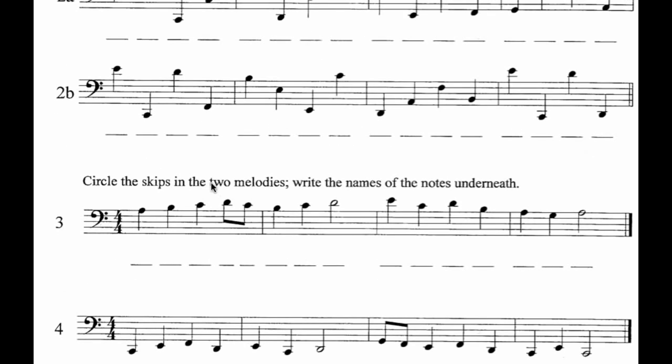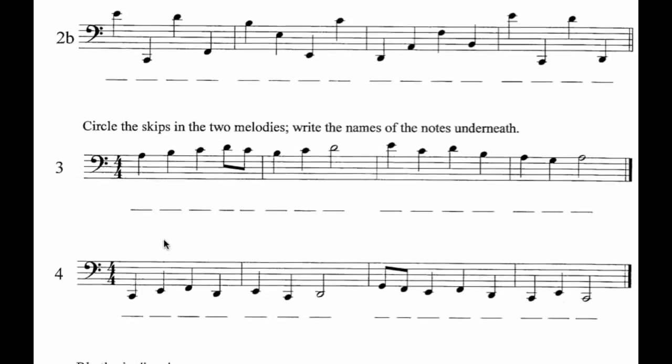Please circle the skips in these 2 melodies. We learned previously that stepwise motion is when we sing notes that are consecutive or that do not skip notes. They go up to the next note or down to the next note. So where are the skips? Here's the first. E down to C skips D. So circle these notes. Continue to write in the note names. Find the last skip in that melody and circle it.